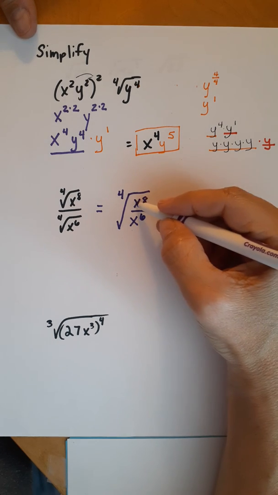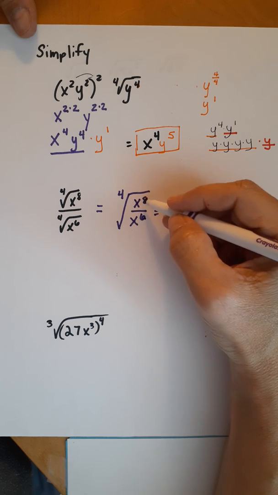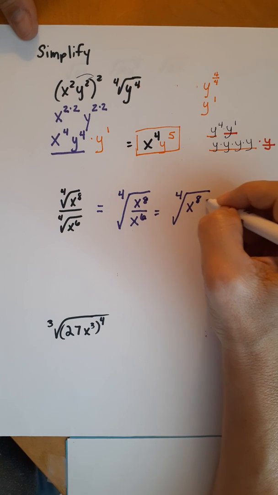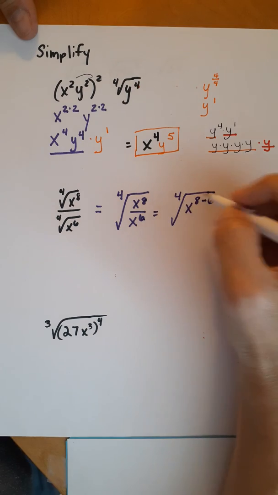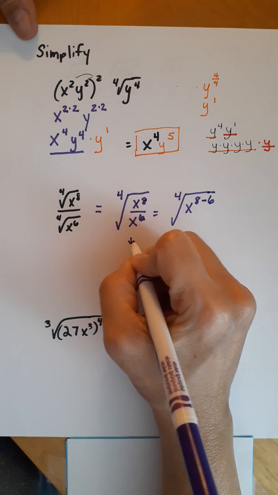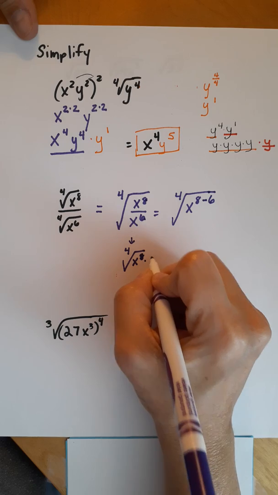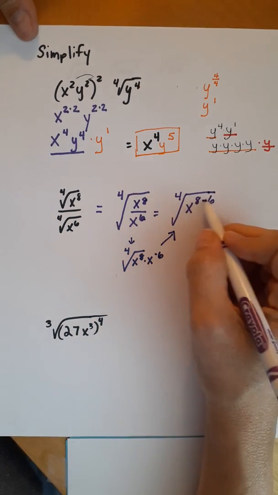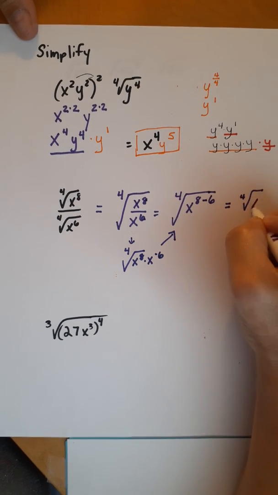When we have the same base, power, and they're in fraction form, I can subtract the 2. X to the 8 minus 6. That's another way to write this. We move this one up, x to the 8 minus 6. And actually, let me just explain that a little further. The fourth root, this is x to the 8th times x to the negative 6, which is the same as x to the 8 minus 6. And we get the fourth root of x squared.